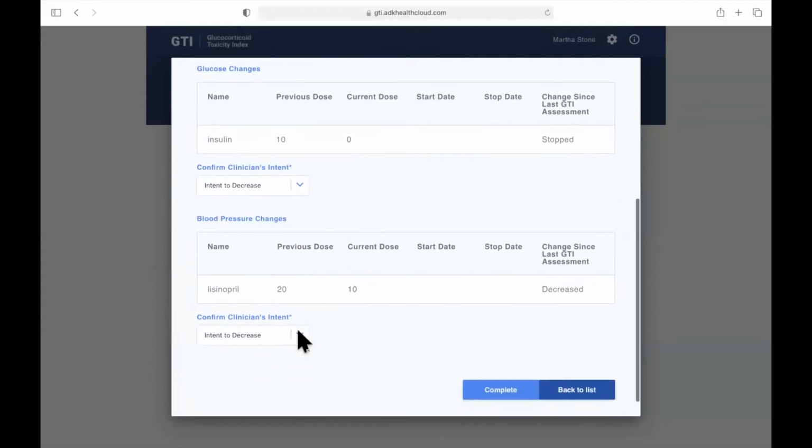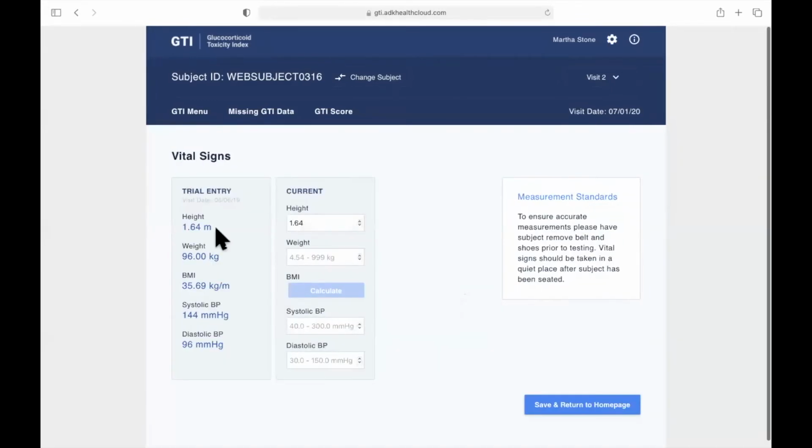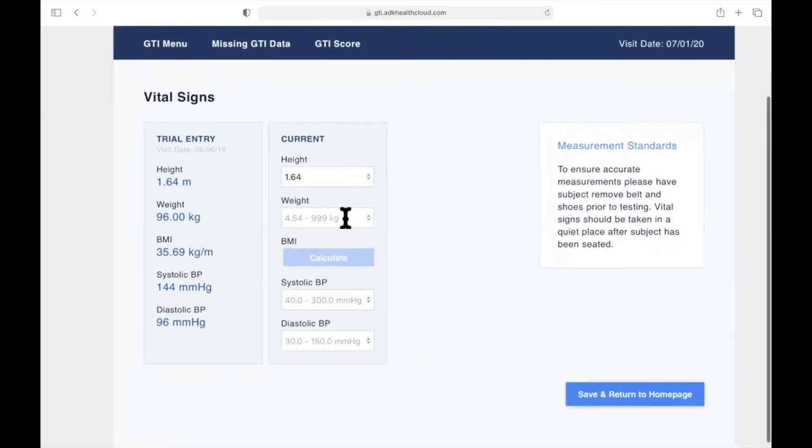Then we go to vital signs. The vital signs from entry are shown on the left. The patient was 1.64 meters tall at entry and weighed 96 kilograms. The BMI calculated automatically. Now at follow-up, his height has not changed, but his weight has improved substantially. He's now down to 89.1 kilograms. His blood pressure has also improved, going from 144 at baseline to 132 over 85. There's been a significant improvement.